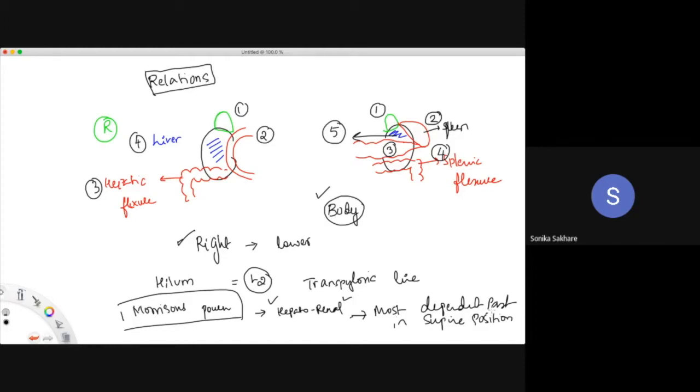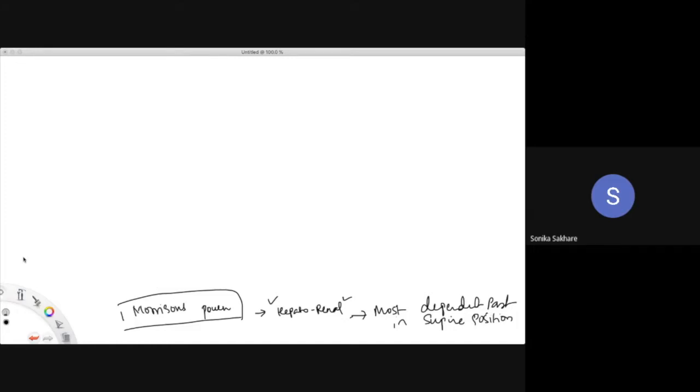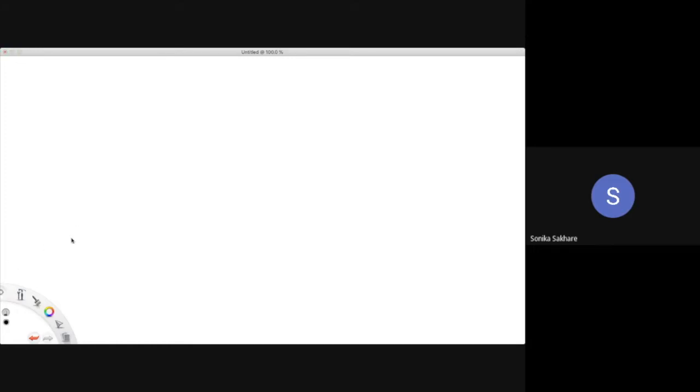So you have to drain it if there's any collection. You put a drain in this place and you leave it for a few days following the surgery. Okay, that's one thing I had to tell there. Now we talk about the posterior relations, after the anterior relations.